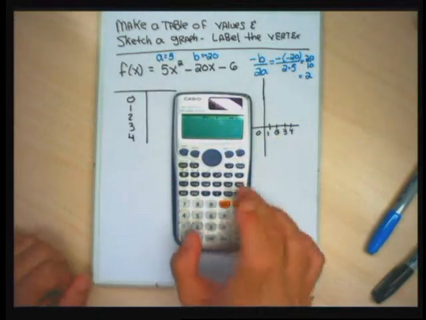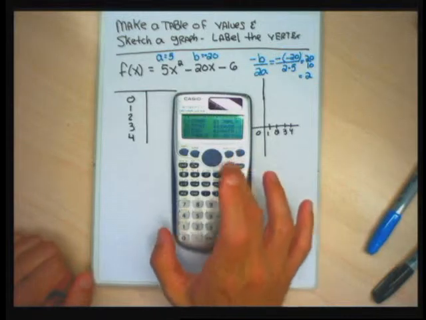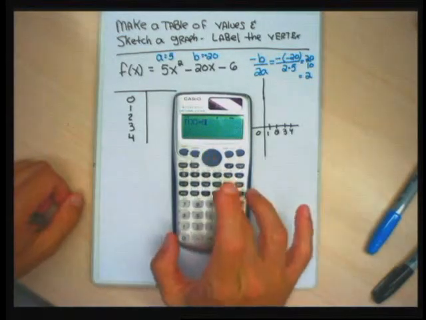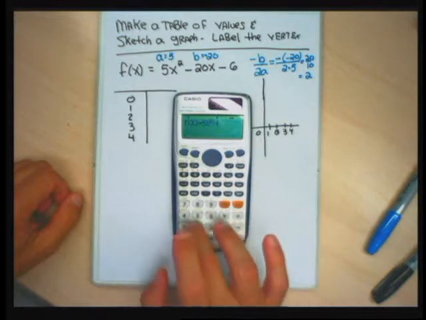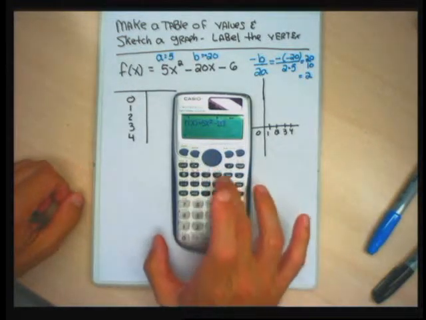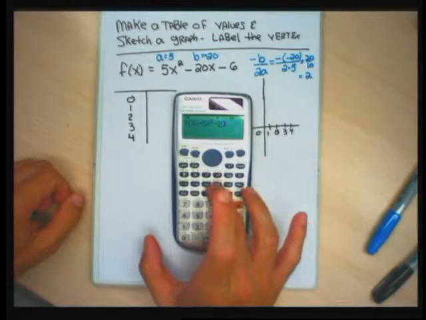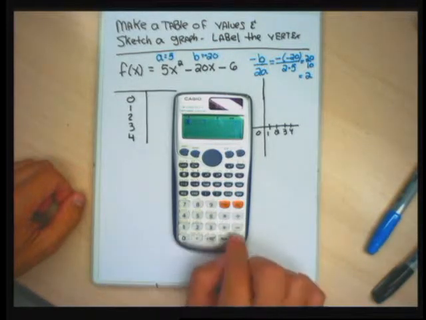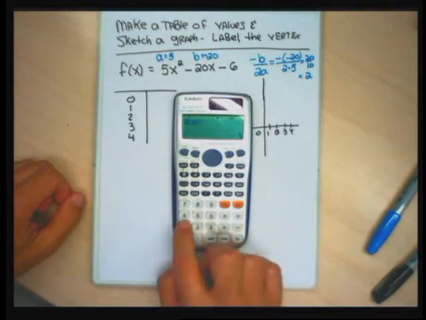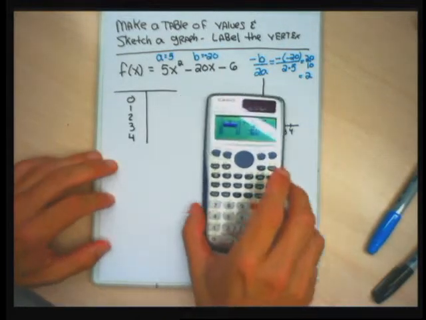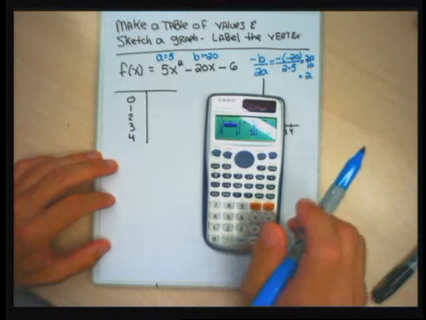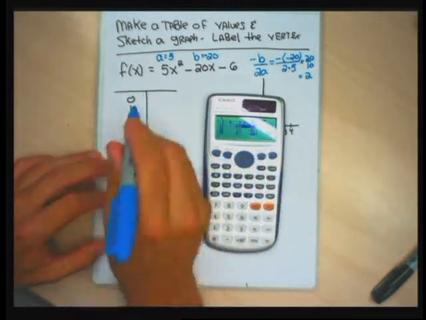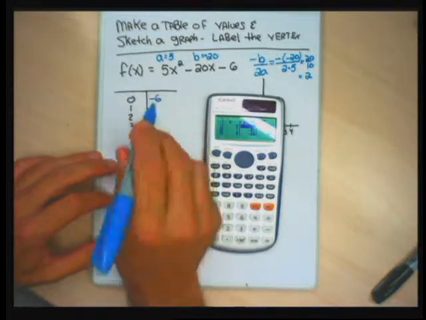So I'm going to get my table going. I'm going to go mode 7 for table, enter 5x squared minus 20x minus 6, start at 0, end at 4, step 1. Oh, yeah, and I figured this much. So next to the 0, I get negative 6. So I get the point 0, negative 6.